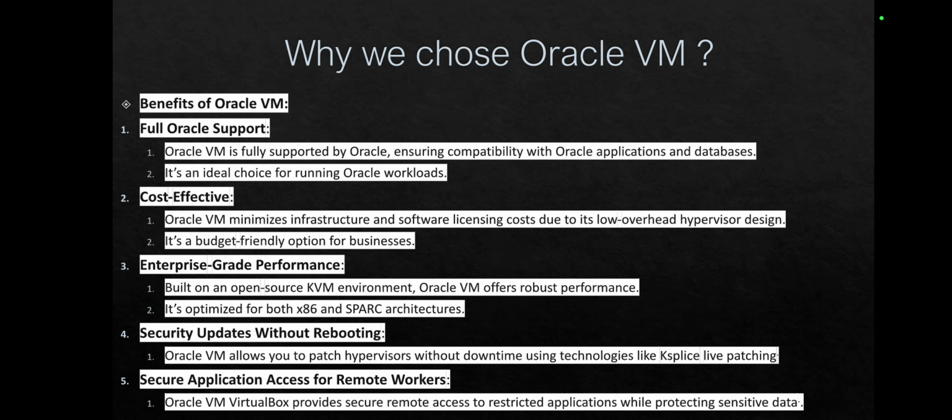2. Cost effective. Oracle VM minimizes infrastructure and software licensing costs due to its low overhead hypervisor design. It's a budget-friendly option for businesses. That's our case. 3. Enterprise-grade performance. Built on an open-source KVM environment, Oracle VM offers robust performance. It's optimized for both x86 and SPARC architectures.